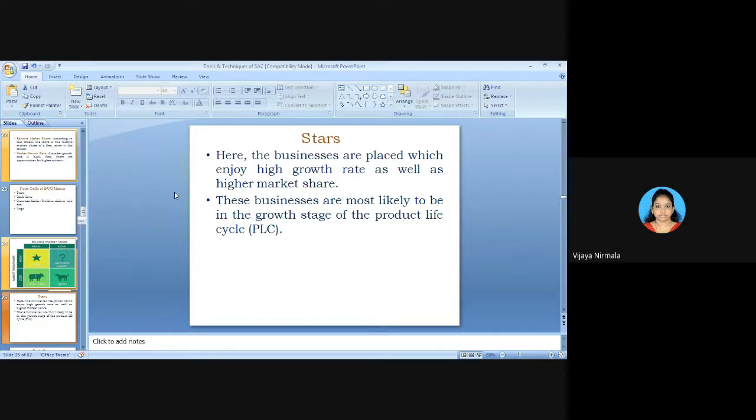Okay, the example is telecommunication. In the olden days we had only BSNL, right? No other options. Next we moved with Vodafone, now Airtel, Jio. So different players are expanding in the market, right? That is the best example for stars. And petrochemicals and retailing also. So this is what we call stars. I think you understood.